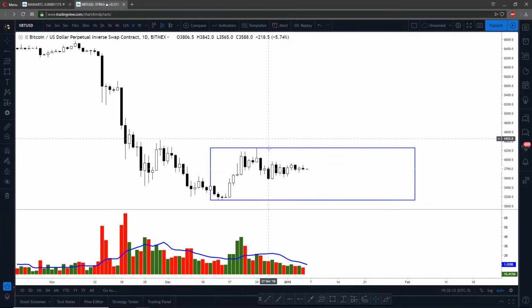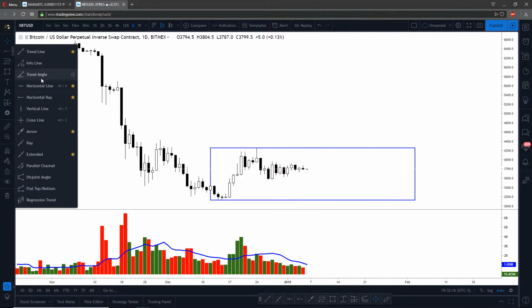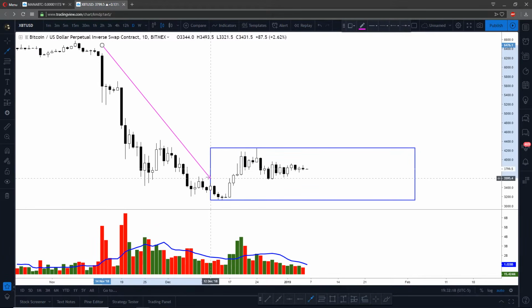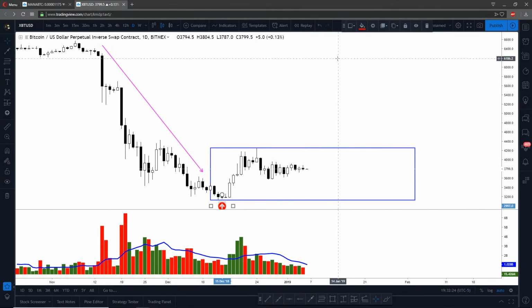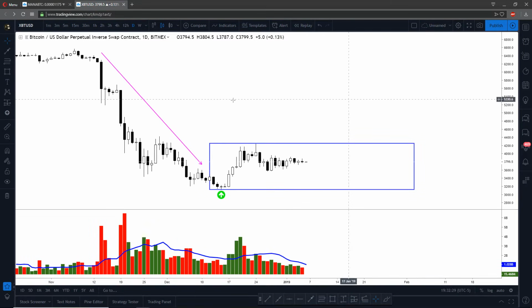But you guys can draw this box here because this is exactly what I'm teaching. You have the impulse move down. You have your up fractal. That's your accumulation low. You have your down fractal. That is your accumulation high.